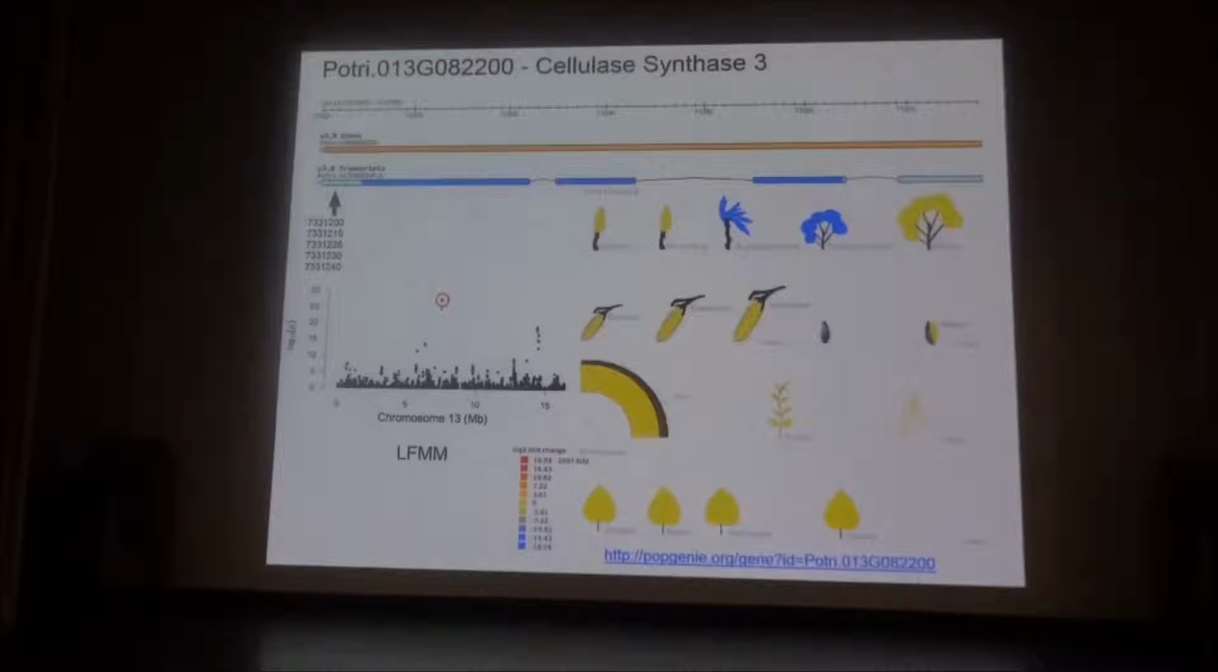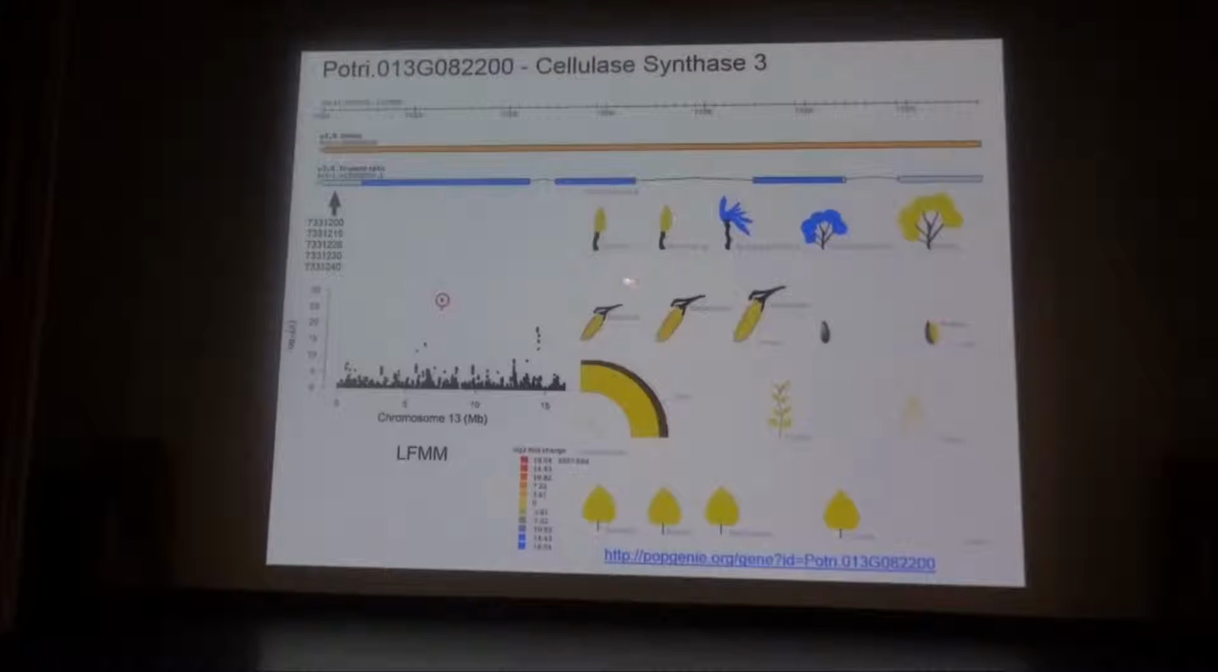start looking at and start testing, or just start digging into it and see what these loci are, what's going on. So here's chromosome 13, and this locus right here is cellulose synthase 3. Cellulose is a really important part of cell walls. It's what cell walls are made of. And cellulose synthase 3 is highly expressed during the development of cell walls in oomycetes.